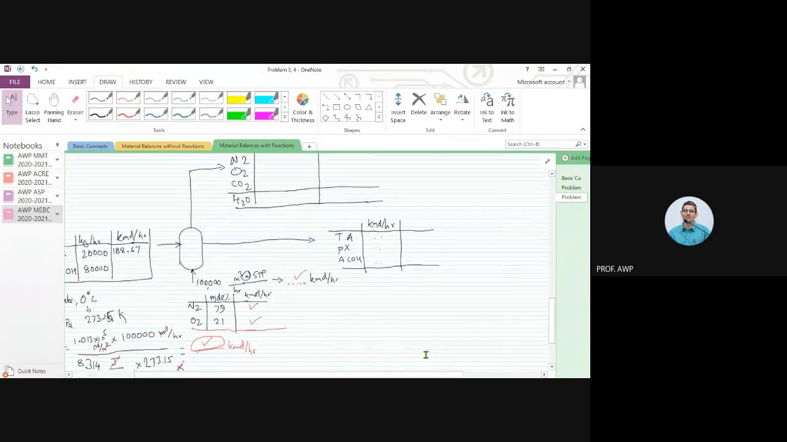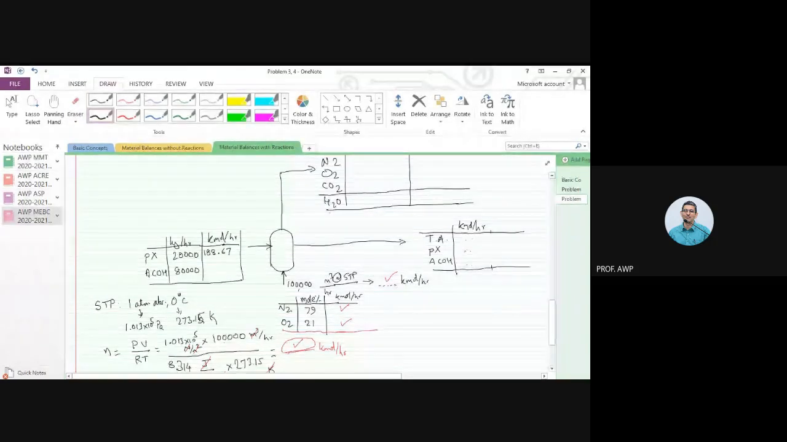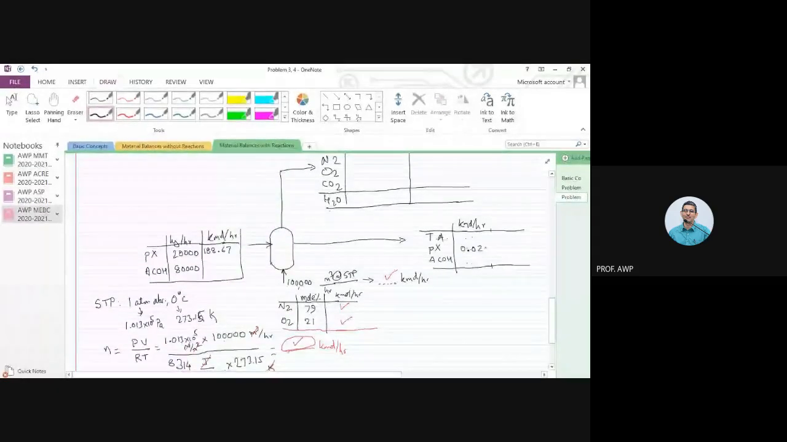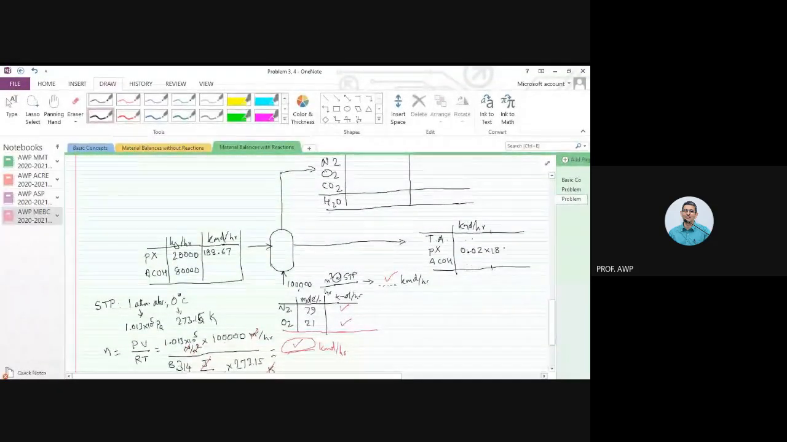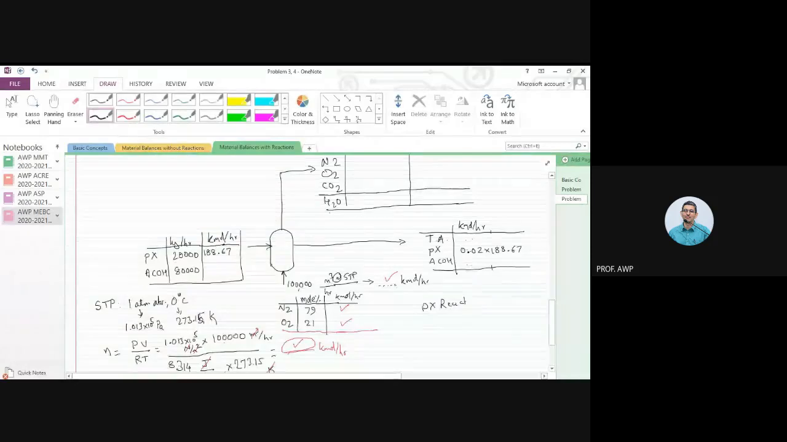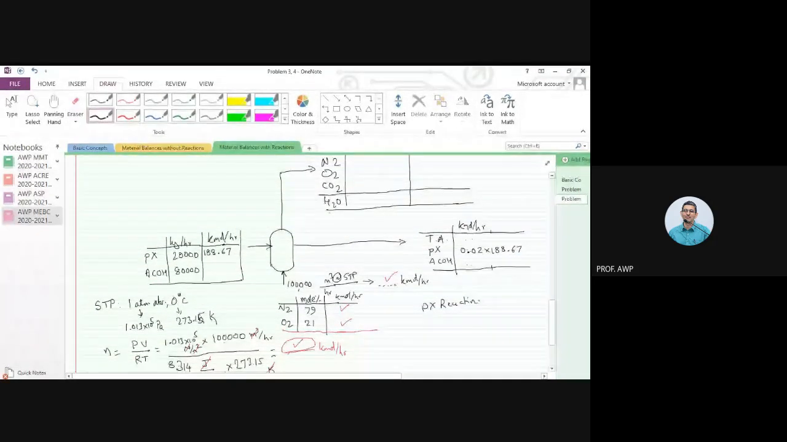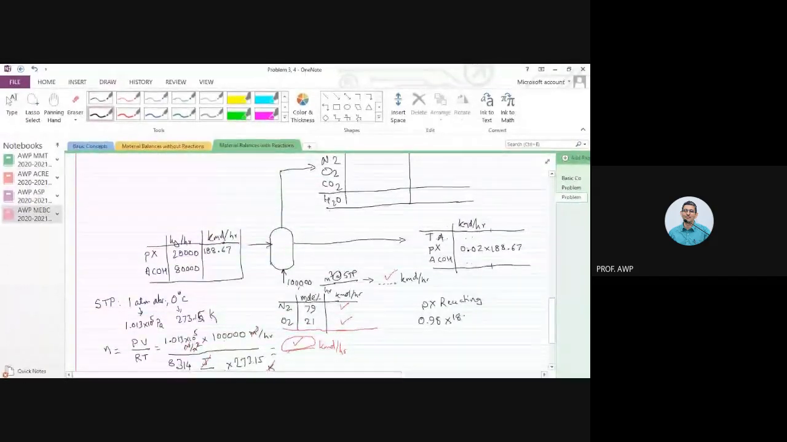we calculate that? We know that 98%. Correct. 98% of this 188.67 is reacting. That means what remains is 0.02 multiplied by 188.67. Okay. Now, how much paraxylene is reacting? It is 98% of 188.67.